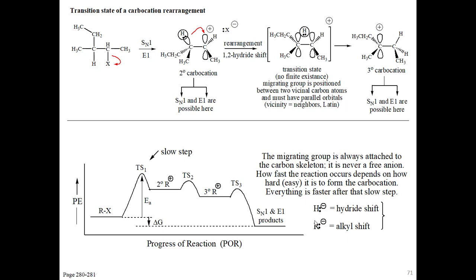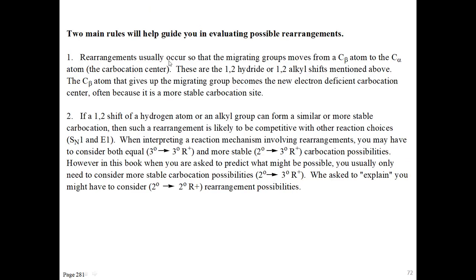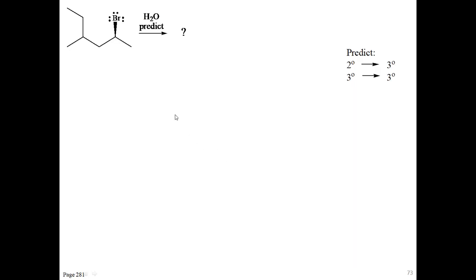So in this problem, we could either have a hydride shift or an alkyl shift. We didn't have an alkyl shift because we went straight to the tertiary carbocation with the hydride shift. Okay, so in our course, rearrangements always occur 1-2, from a beta carbon to an alpha carbon. In reality, that's not always true, but in our course, that's the way it will always be. So we could have again, if you predict, you have to show a secondary going to a tertiary, and you might have to show a tertiary going to a tertiary. Okay, that's predicting. But if you have to explain, you might have to also show a secondary going to a secondary carbocation rearrangement.